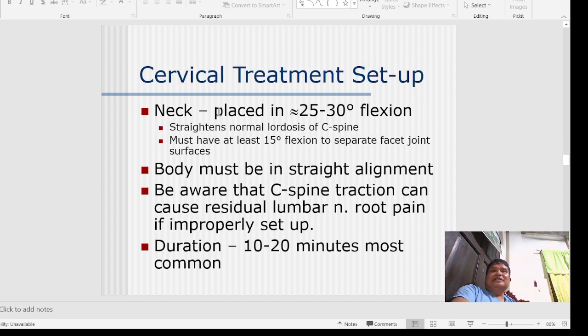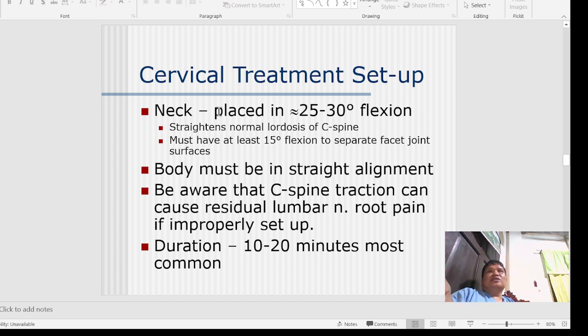So cervical treatment setup. The neck is placed in 25 to 30 degrees flexion. That is to strengthen the lordosis of the cervical spine. Then the body must be in straight alignment. Be aware that cervical spine traction can cause residual lumbar nerve root pain if improperly set. So duration is 10 to 20 minutes, most common.